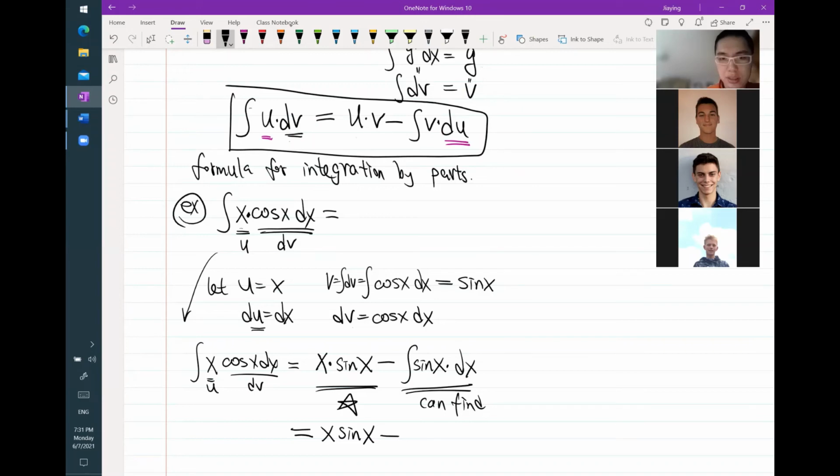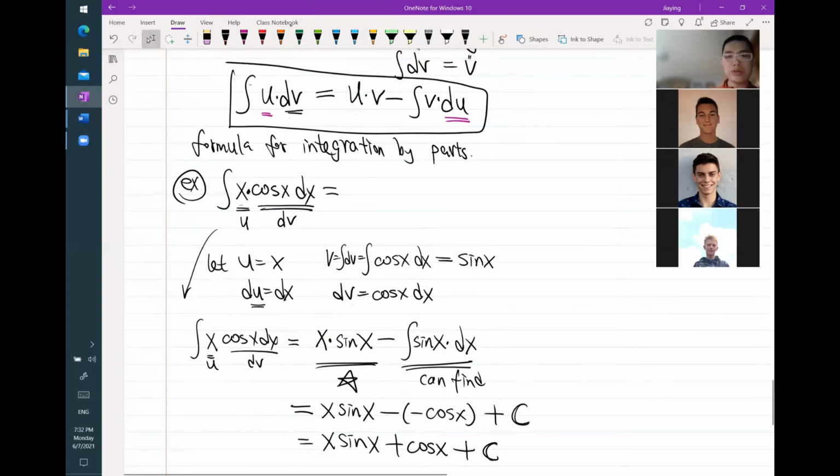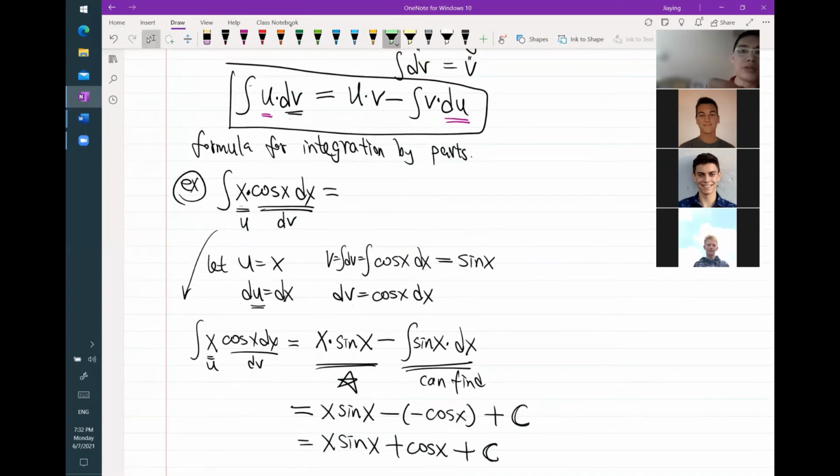What's the integral of sine x? If you recall, that's a negative cosine x. And don't forget to add a constant c at the very end. It's an indefinite integral. So that's x sine x plus cosine x plus c. So that's how useful this integration by parts is.